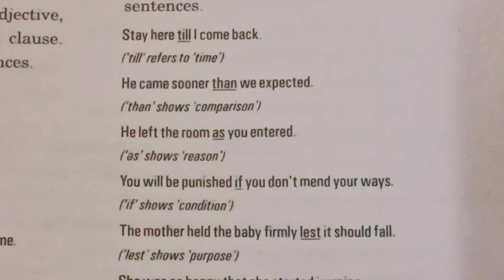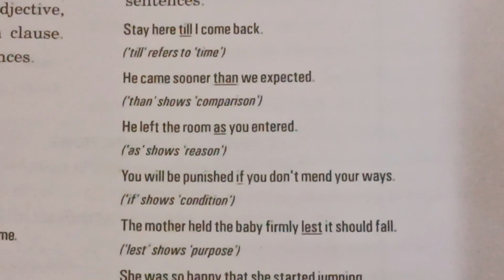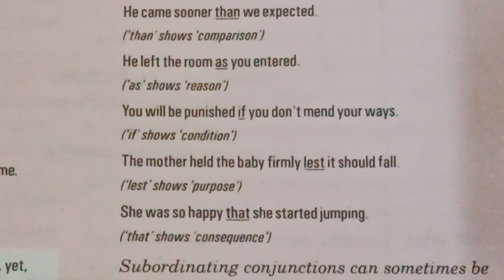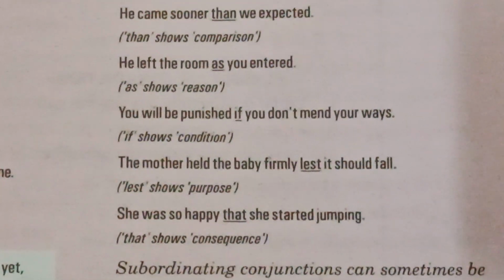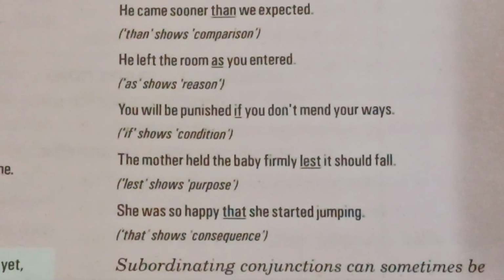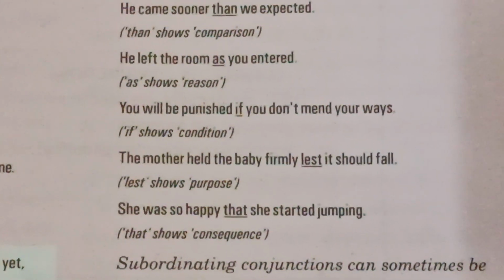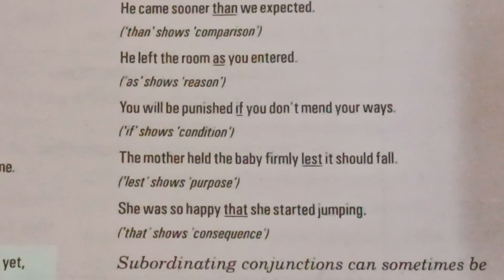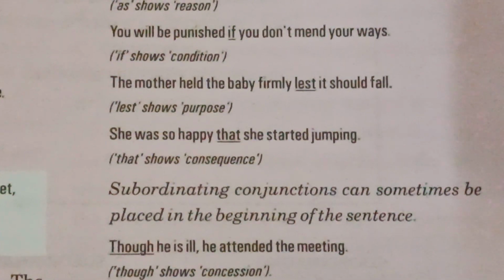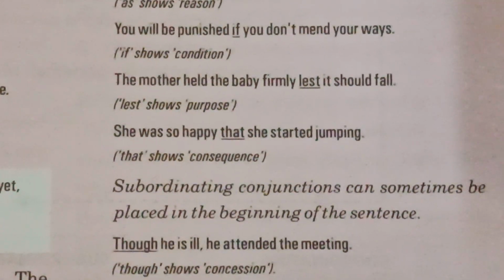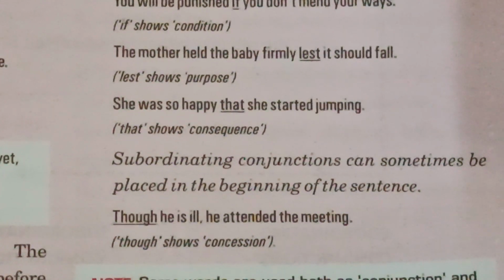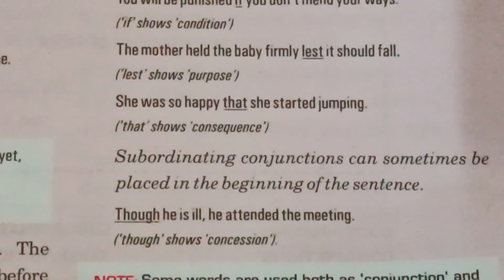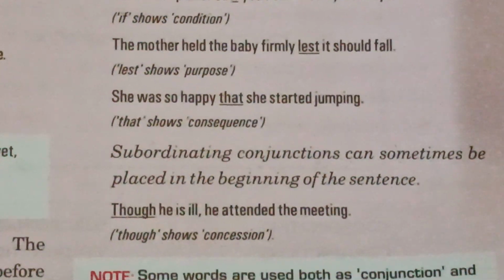You will be punished if you don't mend your ways. If is used for condition. The mother held the baby firmly lest it should fall. Purpose है. Lest means purpose है, ताकि वो नीचे गिरे ना. She was so happy that she started jumping. Now that is the consequence. The result है. इतनी खुश थी कि वो jump करने लग गई. Right? Subordinating conjunctions can sometimes be placed in the beginning of the sentence also, like: though he is ill, he attended the meeting. Shows concession, मतलब कि बीमार होने के बावजूद भी उसने meeting attend की.